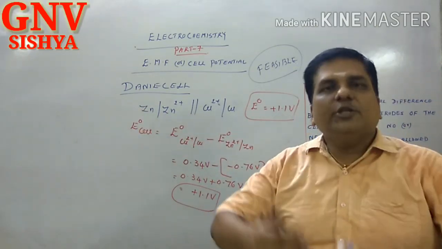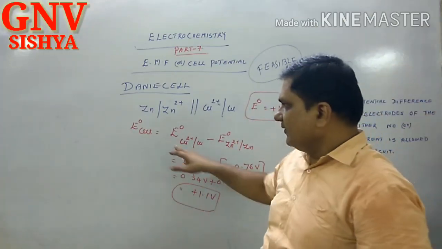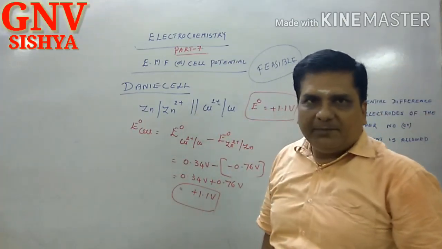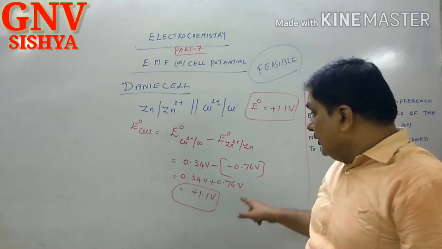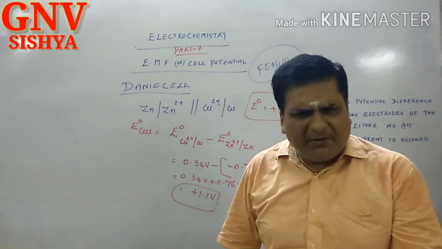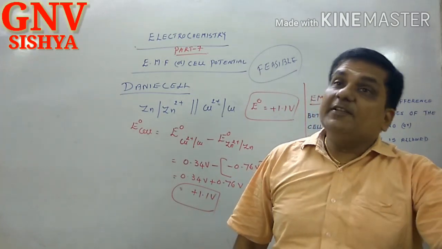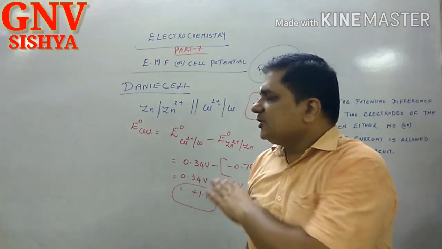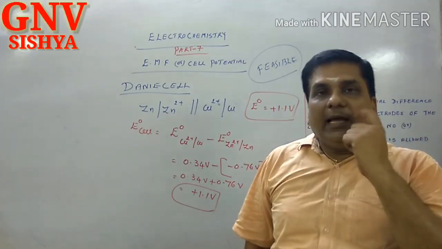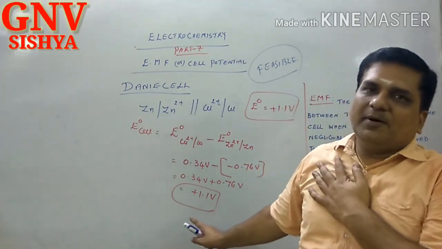After writing the cell notation, you have to find out the EMF of the cell using the formula right minus left. If the final value is positive, if the EMF of the cell is positive, then the cell is feasible. If the EMF is not positive, the cell is not feasible, infeasible. Now you see, the Daniel cell EMF is positive.